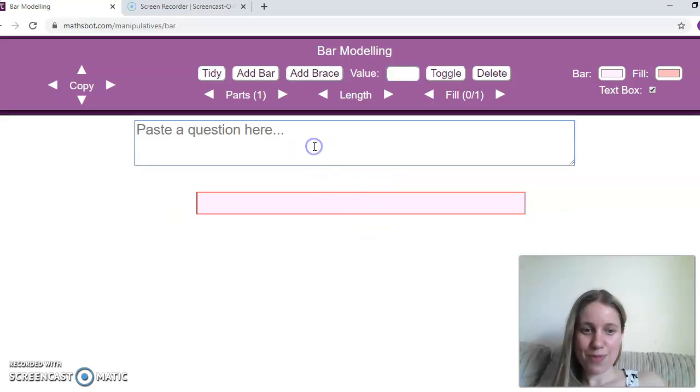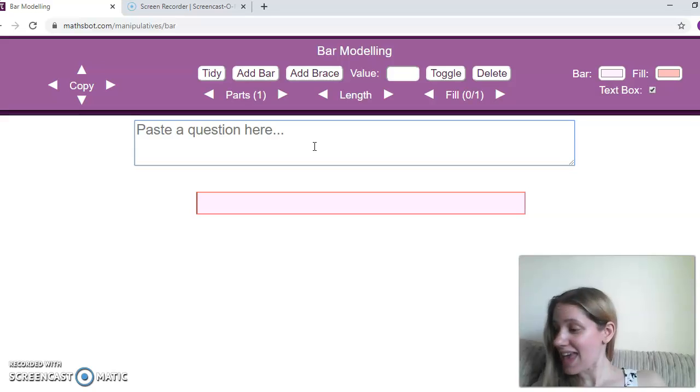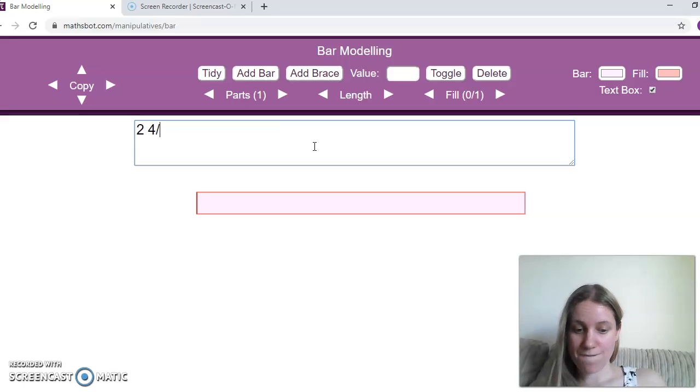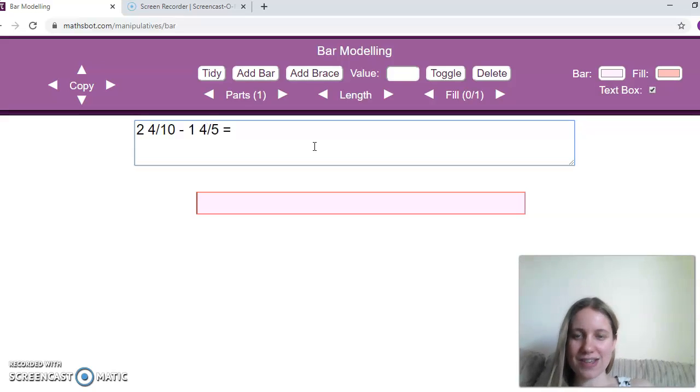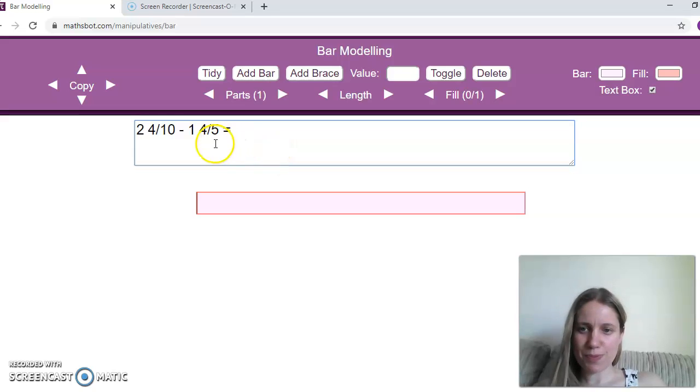The question I want us to have a little go at is 2 wholes and 4/10 subtract 1 whole and 4/5. And the reason why I had a look at this one was because I've got denominators here which are actually different. So I've got a whole which is split into 10 and a whole which has been split into 5. But the wholes are still the same size, they've just been split up in a different way.